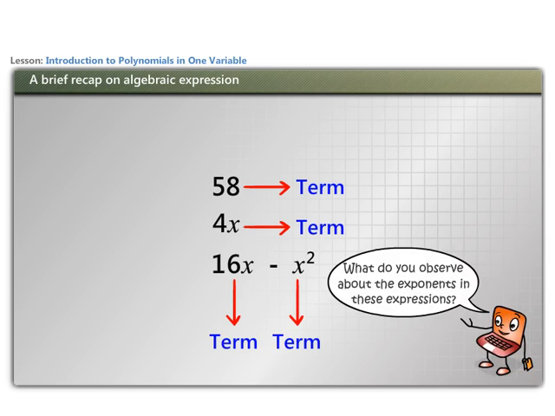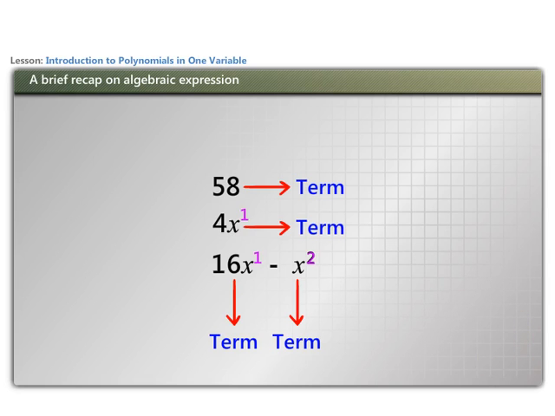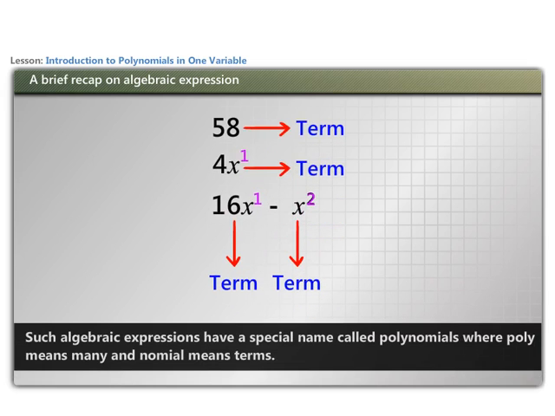What do you observe about the exponents in these expressions? These expressions have only whole numbers as the exponents. Such algebraic expressions have a special name called polynomials, where poly means many and nomial means terms. Here, we have the same variable across all the terms of the polynomial, and hence such polynomials are called polynomials in one variable. So, a polynomial is a combination of many terms.